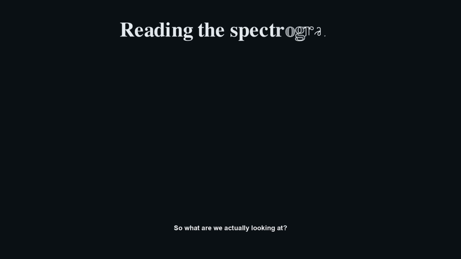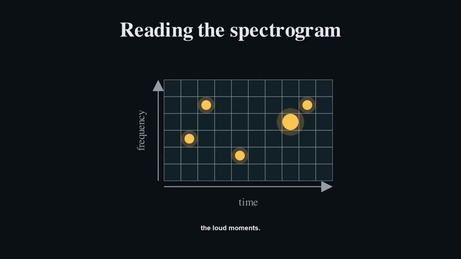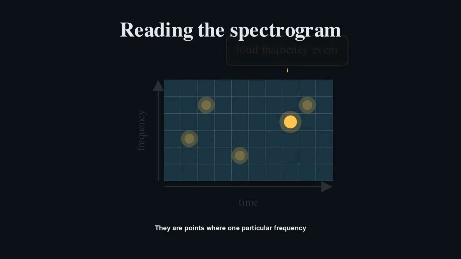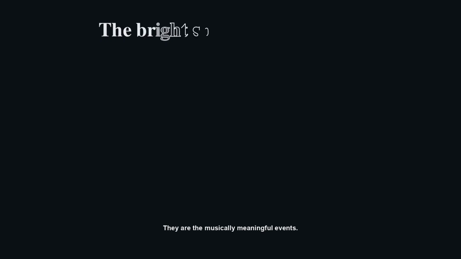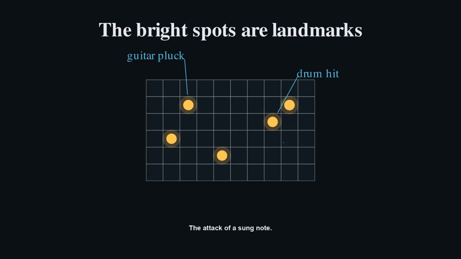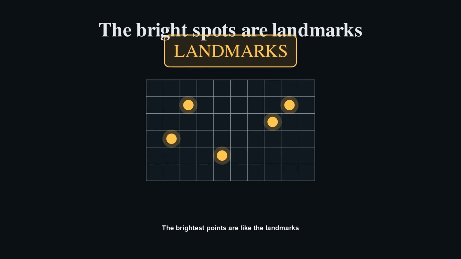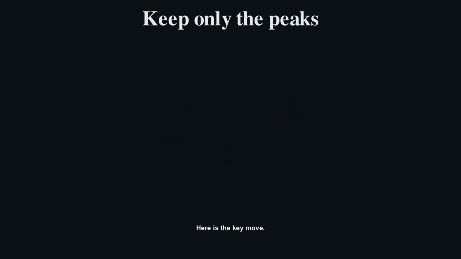So what are we actually looking at? The bright spots on the spectrogram are the loud moments. They are points where one particular frequency suddenly stands out from everything else. These bright spots are not random. They are the musically meaningful events. A guitar string being plucked, a drum being hit, the attack of a sung note. The brightest points are like the landmarks of the song, and landmarks are exactly what we can use to recognize it.